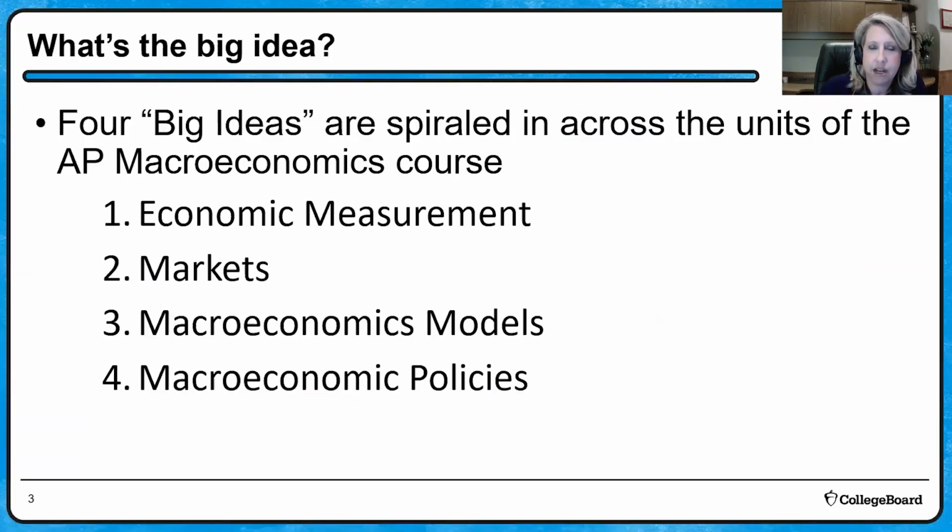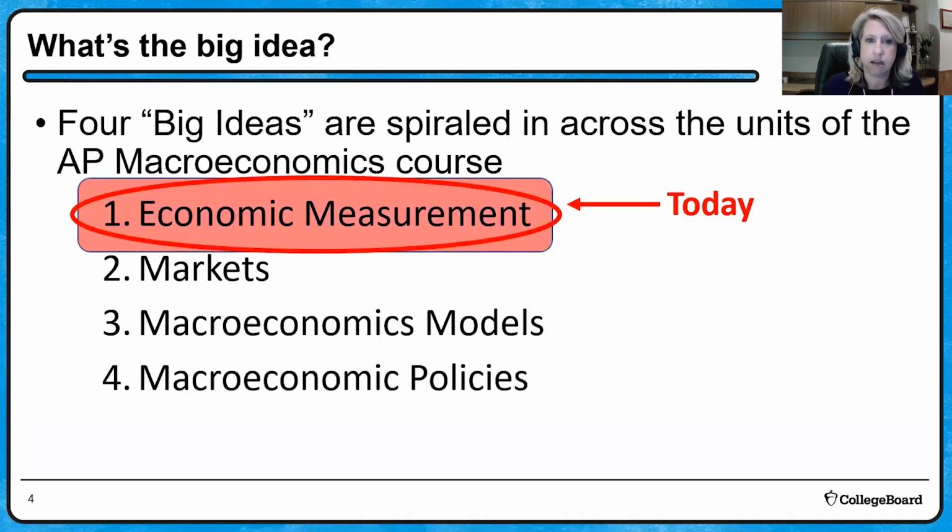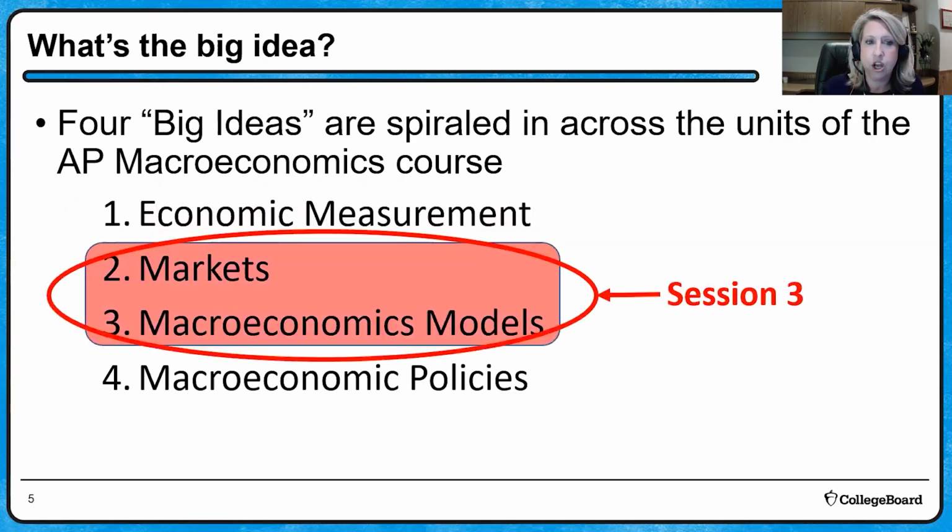Let's take a look at what's on tap for this session. There are four big ideas spiraled in across all of the AP Macroeconomics course, and they're economic measurement, markets, economic models, the models we use to illustrate those markets, and then macroeconomic policies. So in today's session, we're focused on economic measurement. We're going to see where it shows up in several different units.